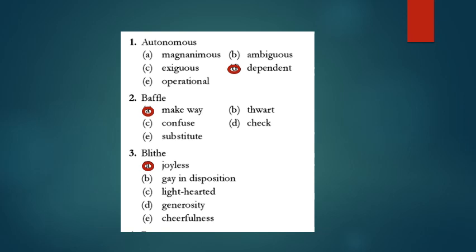Baffle. The synonym is confuse, but we have to look for the opposite word. And thwart means to prevent, to obstruct. So for baffle the antonym will be make way. Blithe means cheerful. Now all the remaining are synonyms; they come closer to the meaning of that. The only word which is opposite in meaning is joyless, option A. Gain disposition means very happy in nature.